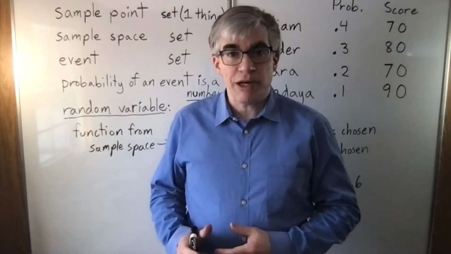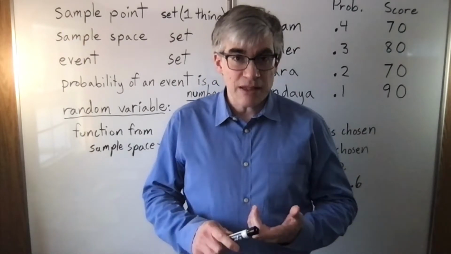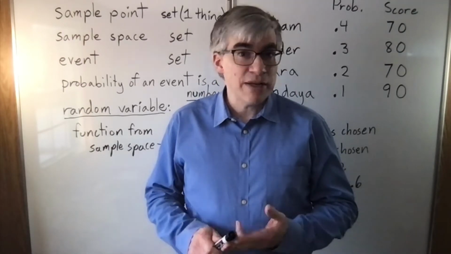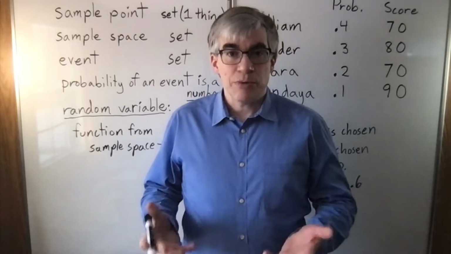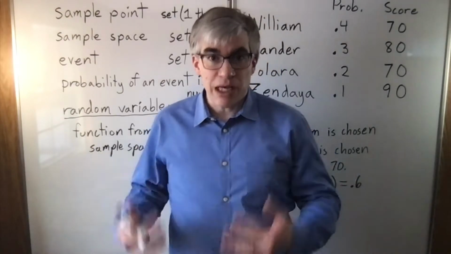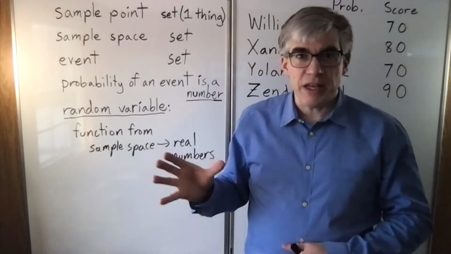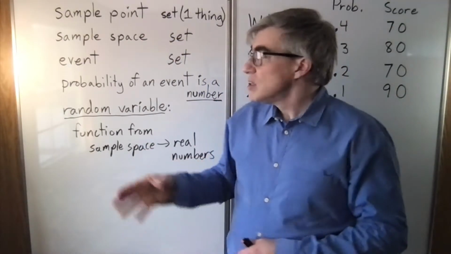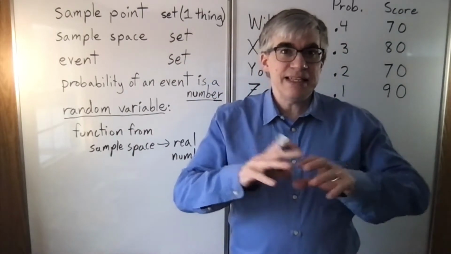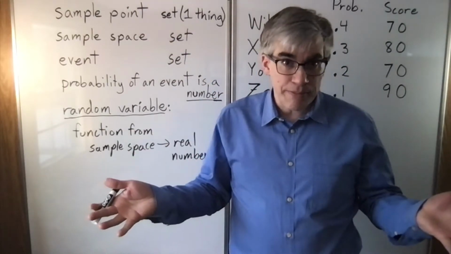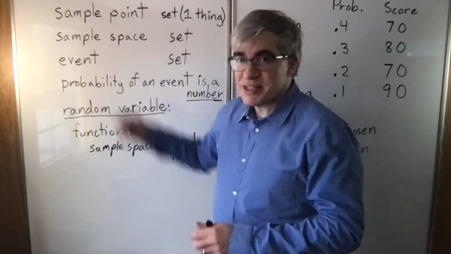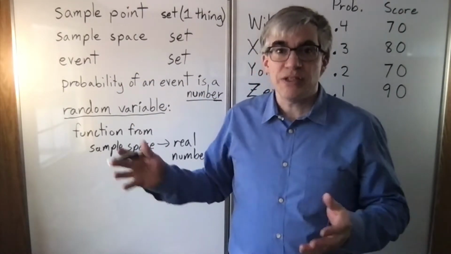Suppose we want to talk about independence of sets, events, random variables. How do we describe these? Let's review the basics. A sample point is a set with one thing in it, the simplest thing that could happen. The sample space is the set of all things that could happen. An event is any subset of the sample space.